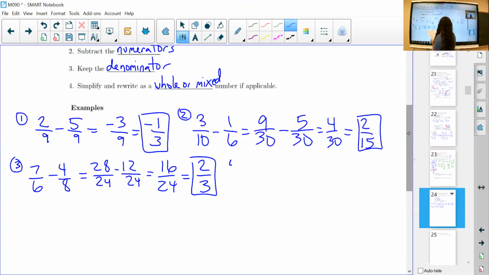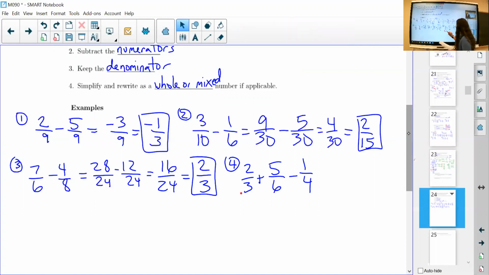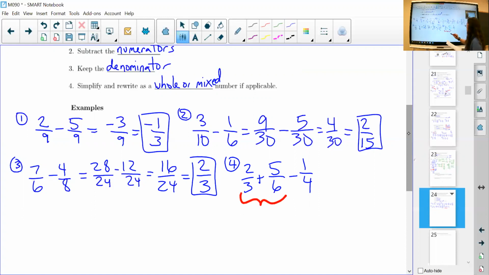In example 4, let's do 2/3 plus 5/6 minus 1/4. We'll talk more about order of operations later, but for now, just know that we're going to read this left to right because addition and subtraction are at the same priority level. So we'll do this piece first. This is a review from the last couple sections, and then subtract your 1/4 and see what you get.